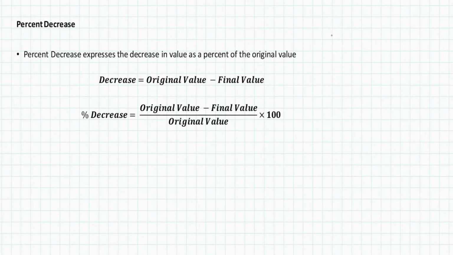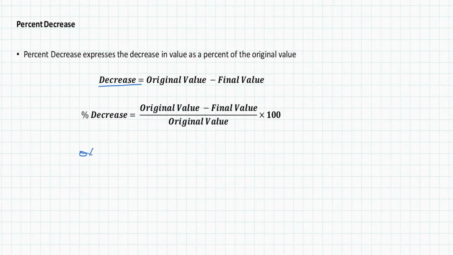So what is the percent decrease? The percent decrease expresses the decrease in value as a percent of the original value. So your decrease is always going to be your original value minus your final value, and that is because your final value is lower than your original value. And how can you express this as a percent? You always need to pay attention to your starting point, because your percent is based on your starting value. So that is why you have original value minus final value.